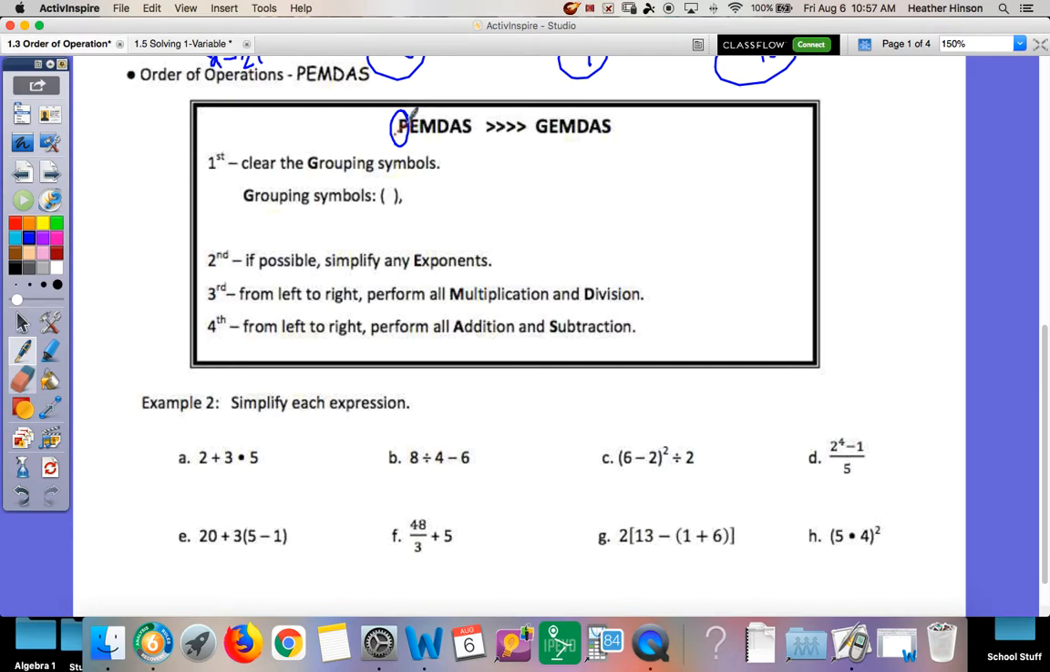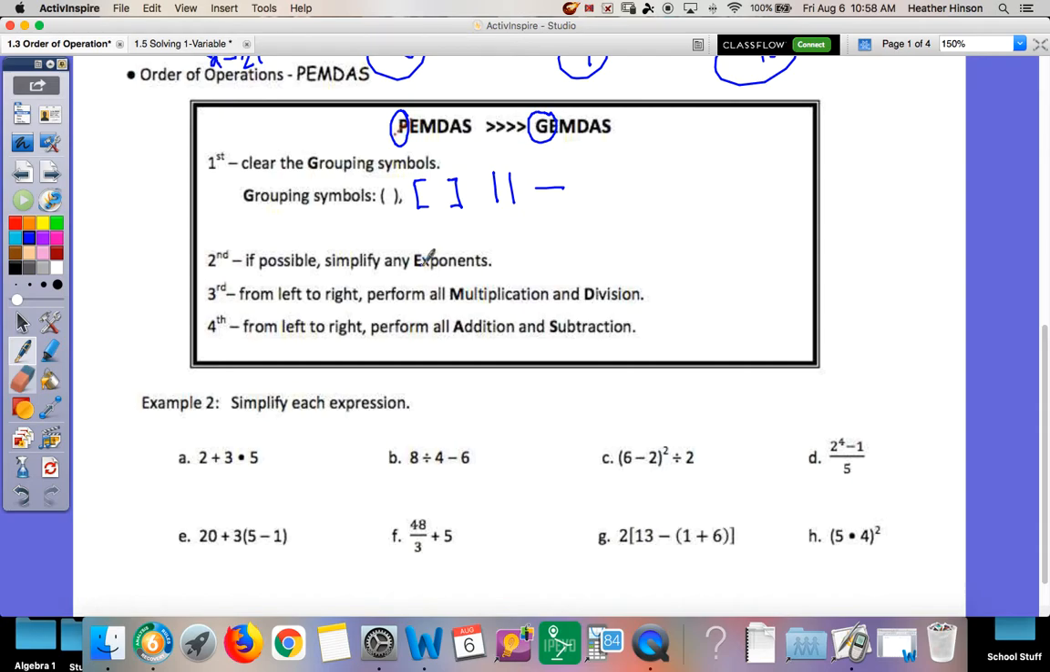Parentheses are not the only symbol that fall under that P. It's really all grouping symbols. So your parentheses, brackets, absolute value bars, also fractions fall under that as well. So lots of stuff fall under these grouping symbols. So we actually change it to GEMDAS to help us remember that it's grouping symbols versus parentheses. So we'll always do our grouping symbols first, and then we'll go down the list.